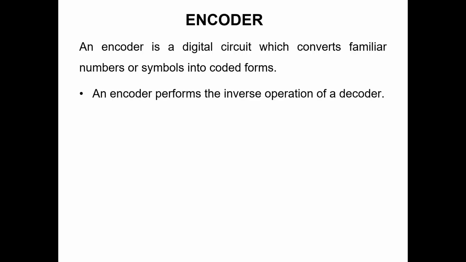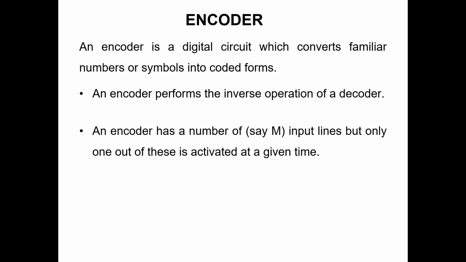An encoder performs the inverse operation of a decoder. An encoder has a number of, say, m inputs, but only one out of these is activated at a given time. An encoder has a number of, say, n output lines.